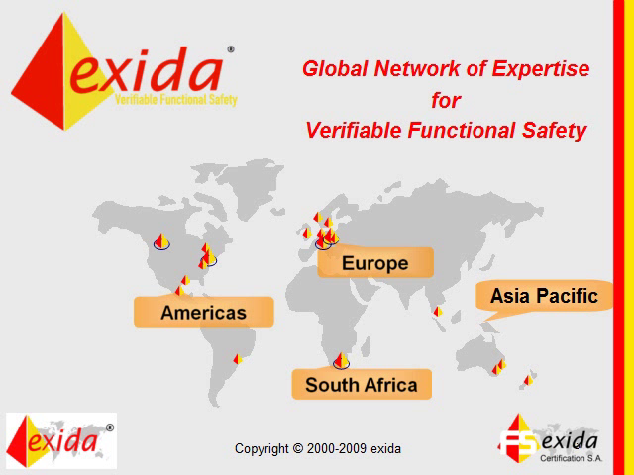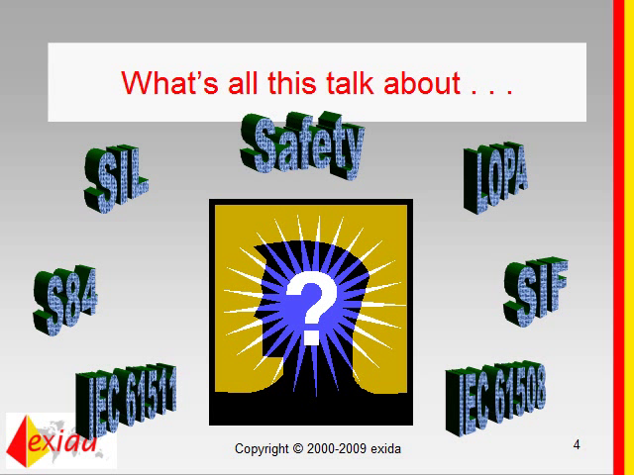Functional safety and cybersecurity are our key tasks. We apply that to a variety of industries: process industry, machinery industry, nuclear industry, automotive industry. But today we'll focus primarily on the process industry.